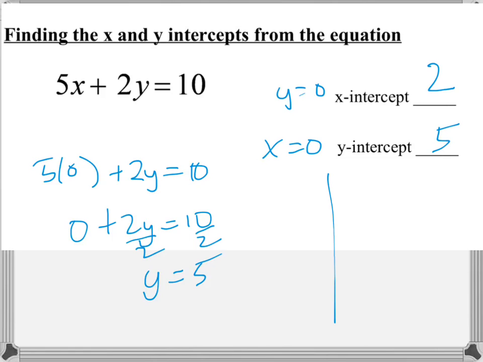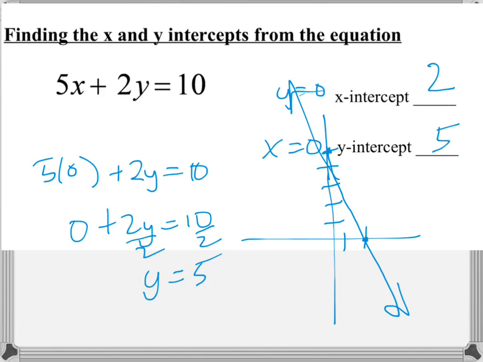Okay, so if I were to graph these lines, I'd make a dot 2 along the x-axis, and I'd make a point 5 along the y-axis, and I draw a line in between them. Okay, and there's my line, 5x plus 2y equals 10.